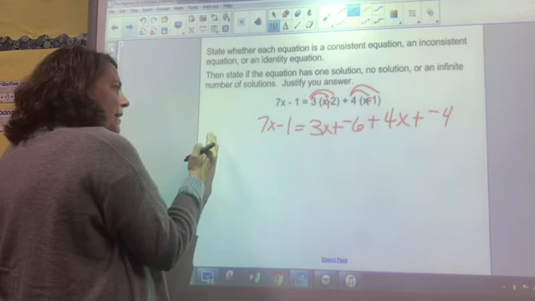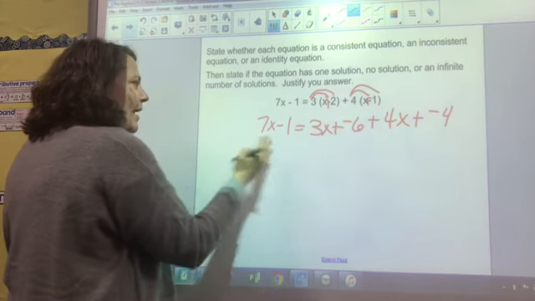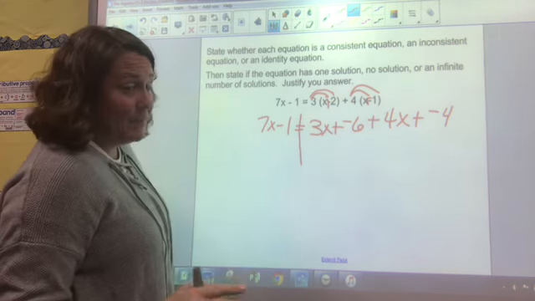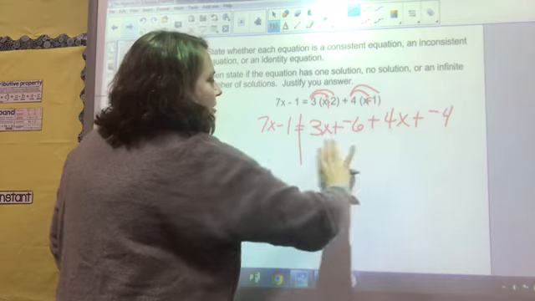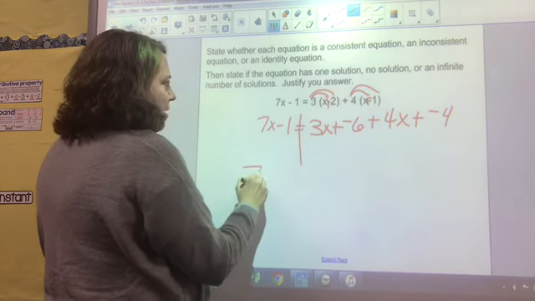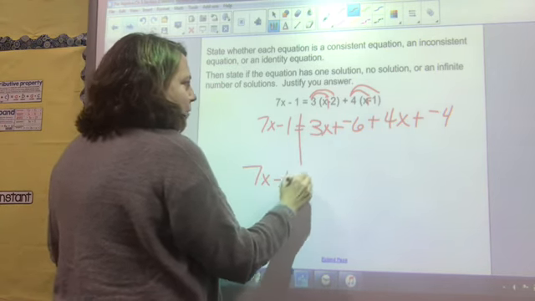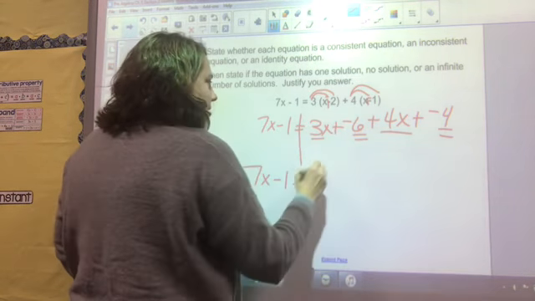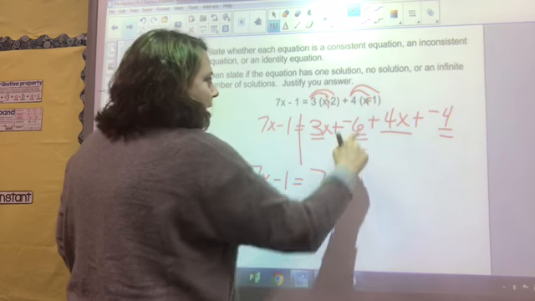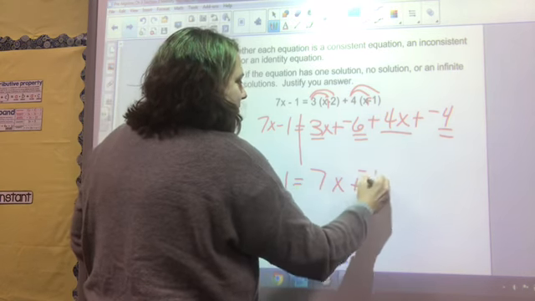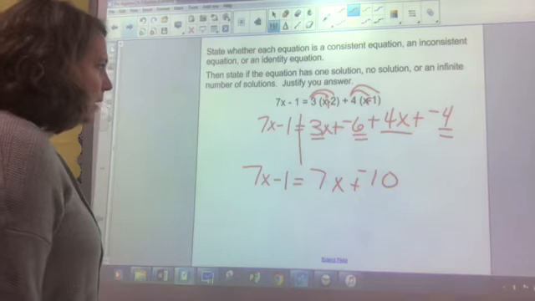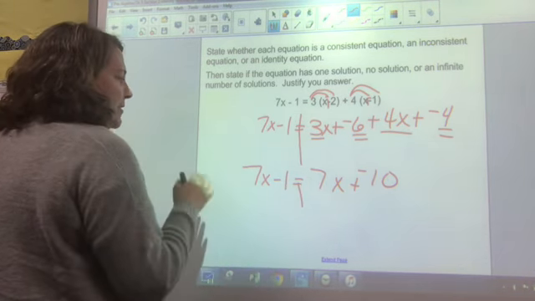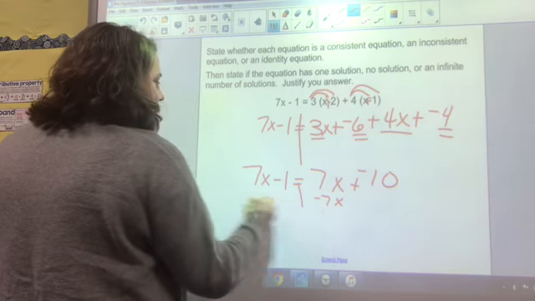On my left-hand side of my equal sign, I cannot simplify, but on my right-hand side, I can simplify. I do not want to do any adding the opposite because I need to simplify what's on the same side of my equal sign first. So this stays the same, equals, these are like terms. 3x plus 4x is 7x. Negative 6 plus negative 4 is negative 10. Now I want to get all my variables to one side, all of my constants on the other. So I'm going to subtract 7x.